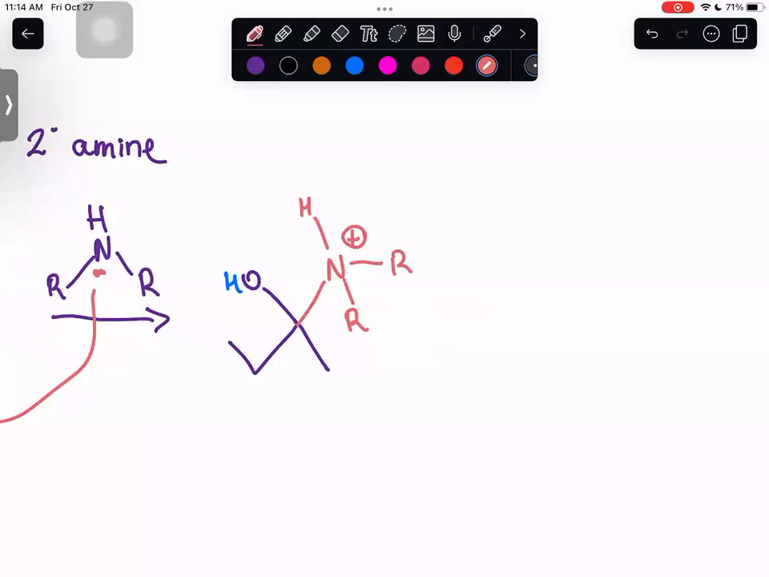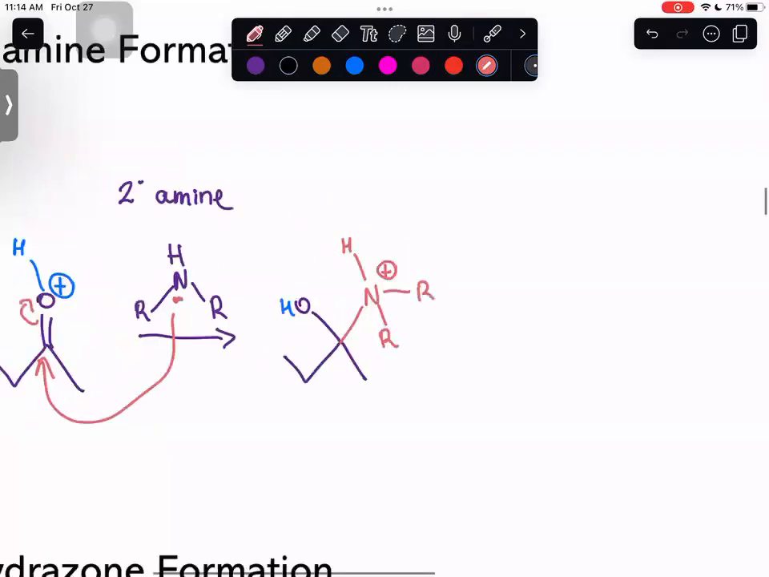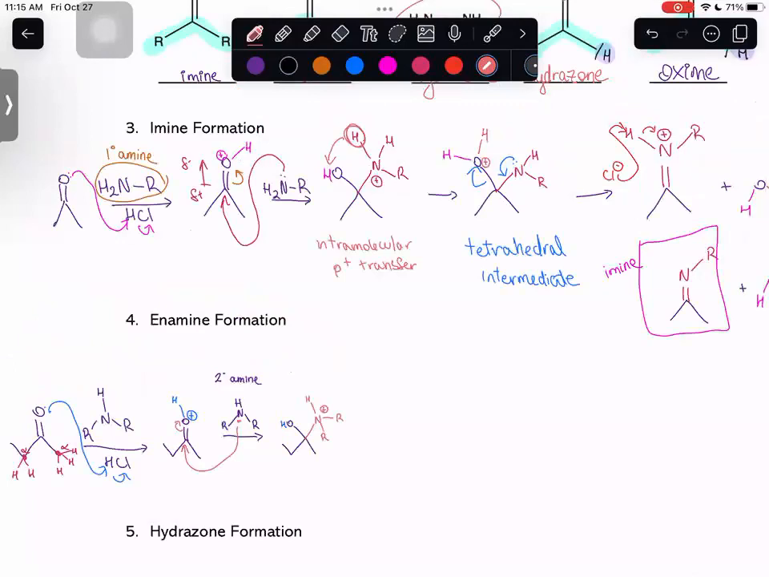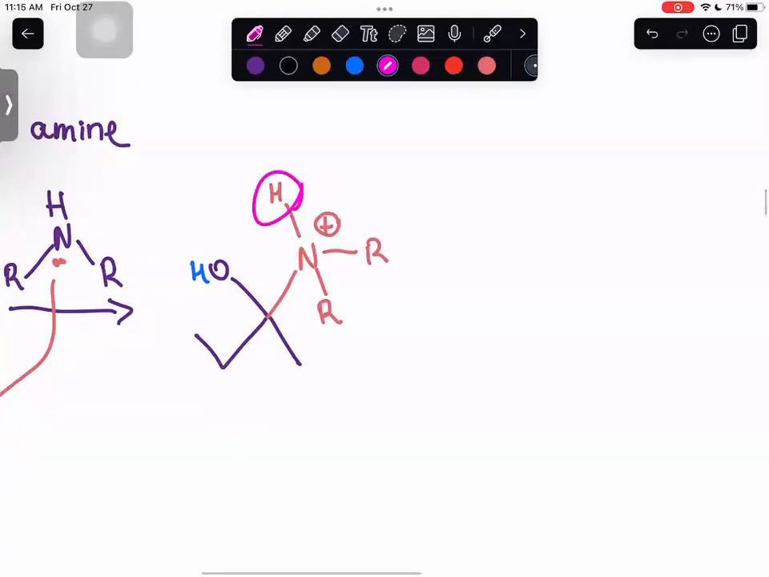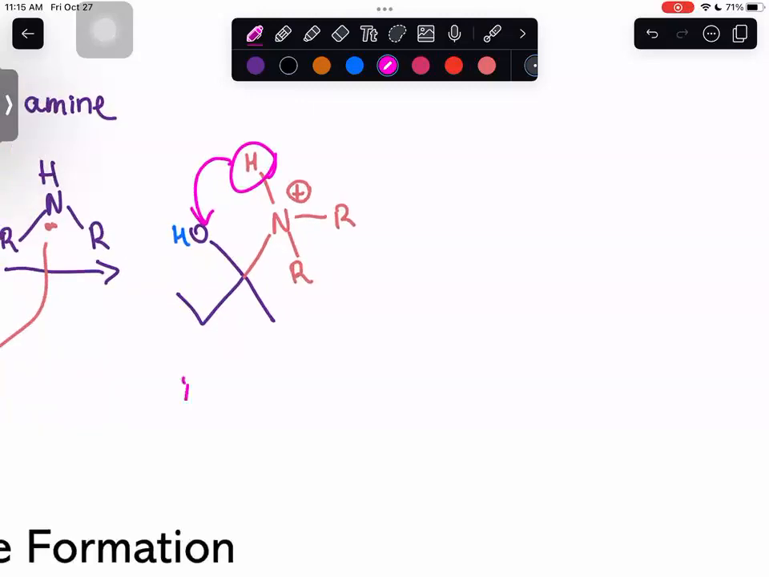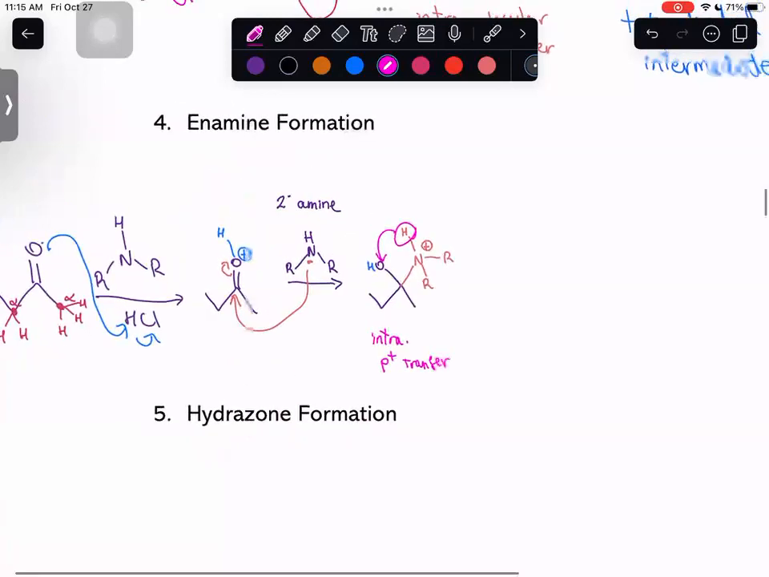Okay, so that nitrogen has a positive charge. We don't like that. So to neutralize it, we're going to do the same thing that we did before, an intramolecular proton transfer. So this hydrogen is going to go to the oxygen. Why? Because that water, that oxygen, has to be my leaving group. So let's just do our proton transfer. Okay, so we have that, guys. So now let's switch it up. That oxygen has a positive charge now.